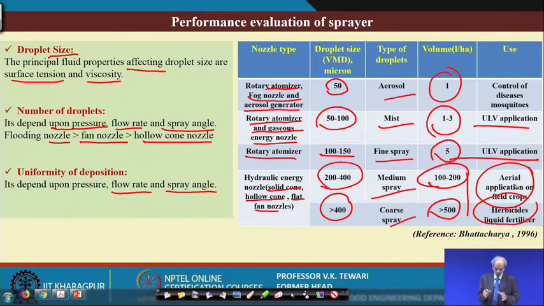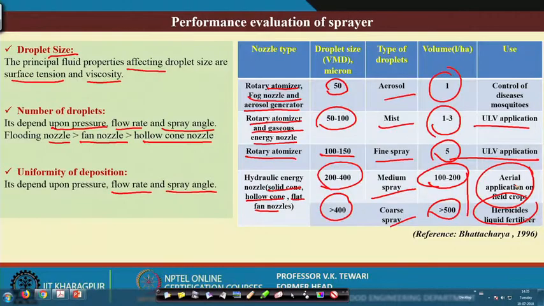So, with this what I wanted to show you is what the droplet size is, what their numbers are, and how you achieve uniformity with regard to their application when you have taken a particular nozzle and a particular equipment in which the nozzle is fitted. So, this will give you an idea about the nozzle type and nozzle details.